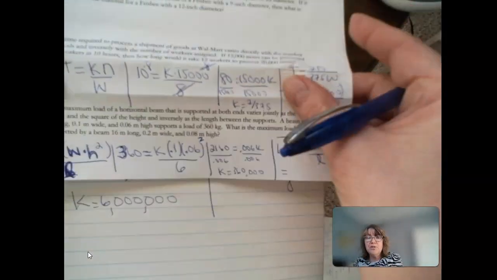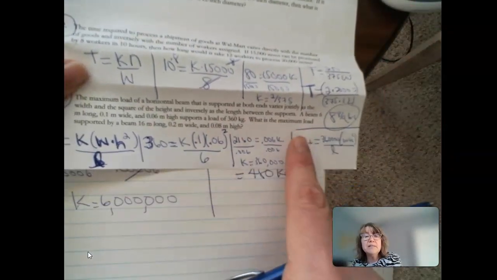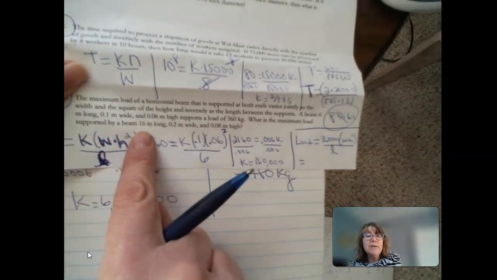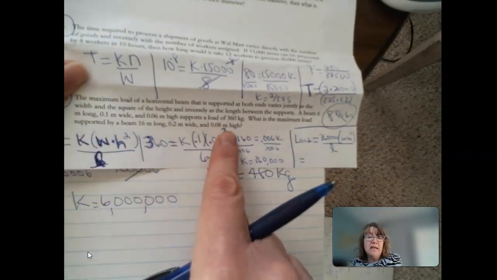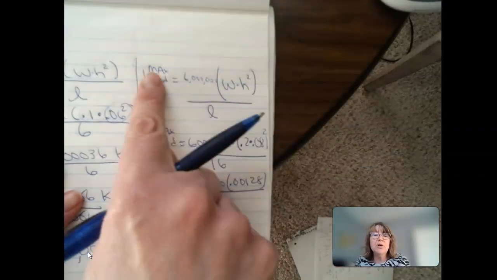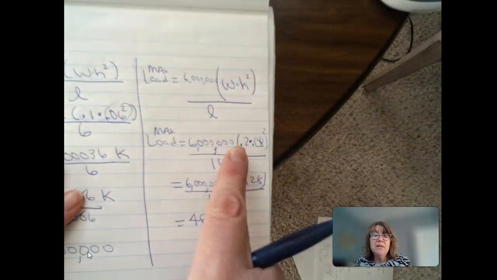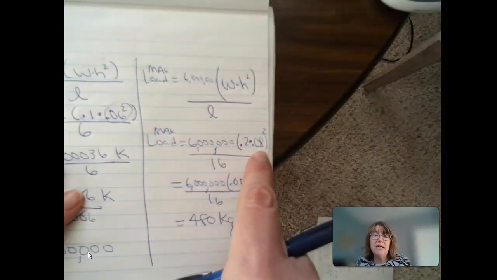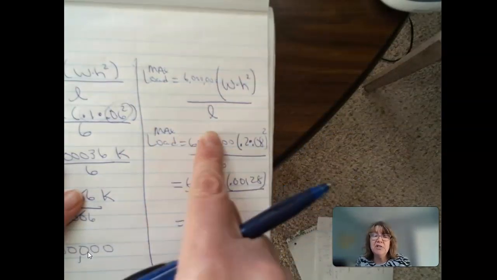Then it has you solve a different problem. What is the maximum load supported by a beam that long with that width and that height? And so now that we know K, we can do that. So I came over here, here's my formula with a K in it, subbed in my width, subbed in my height, the length of the beam, and I just did order of operations.